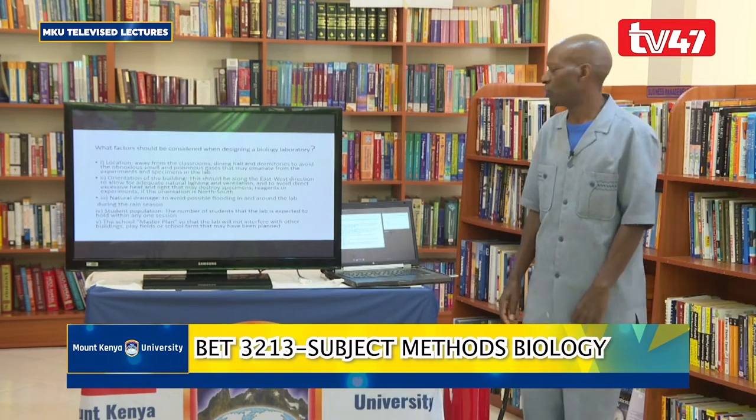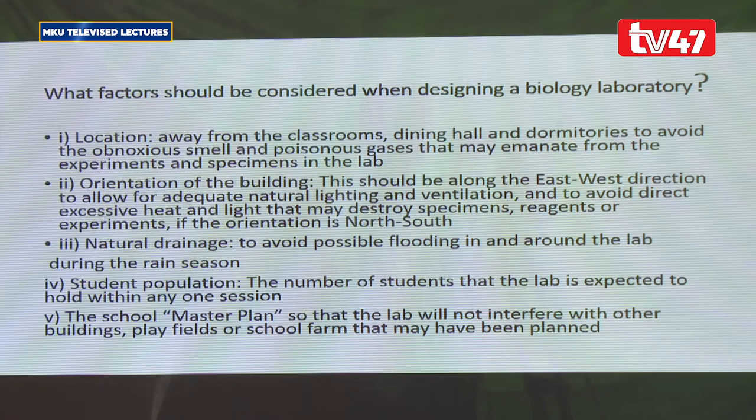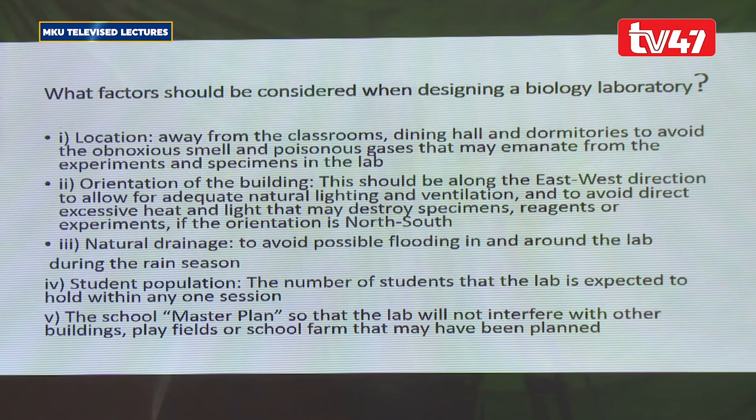Now, what factors should be considered when designing a biology laboratory? Now, the first one is the location. The biology lab should be located away from the classrooms, from the dormitories, from the dining area, especially because of the poisonous gases or obnoxious smells that emanate from the specimens or the experiments that may be carried out in the biology lab. The second one is the orientation of the building.